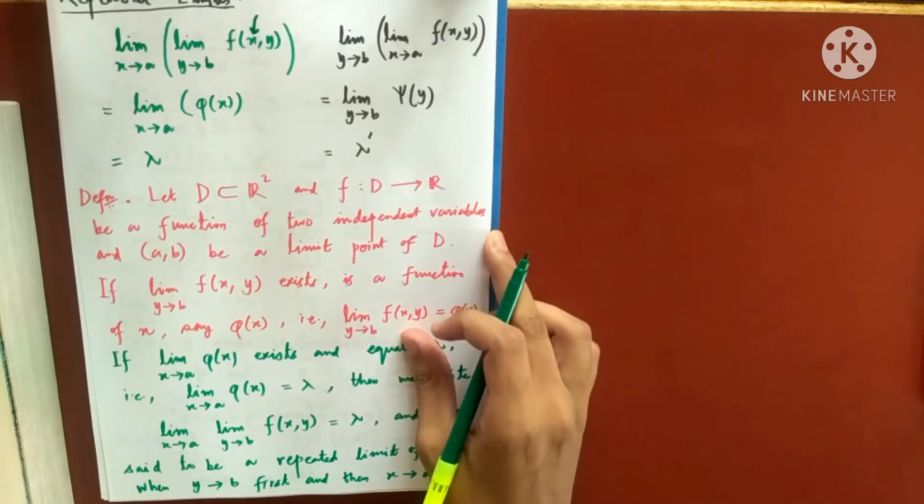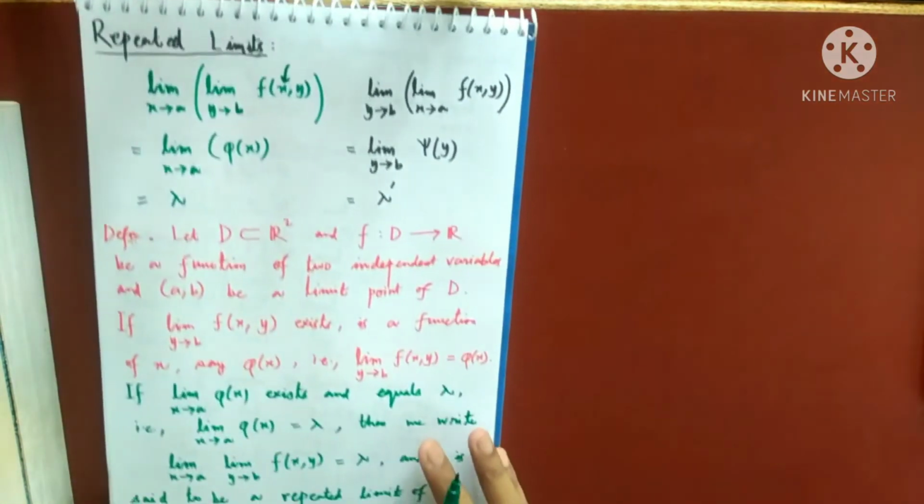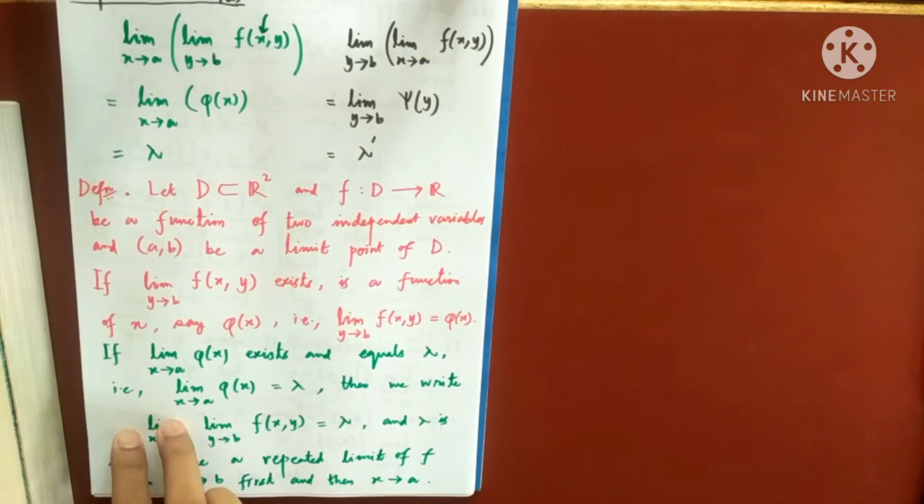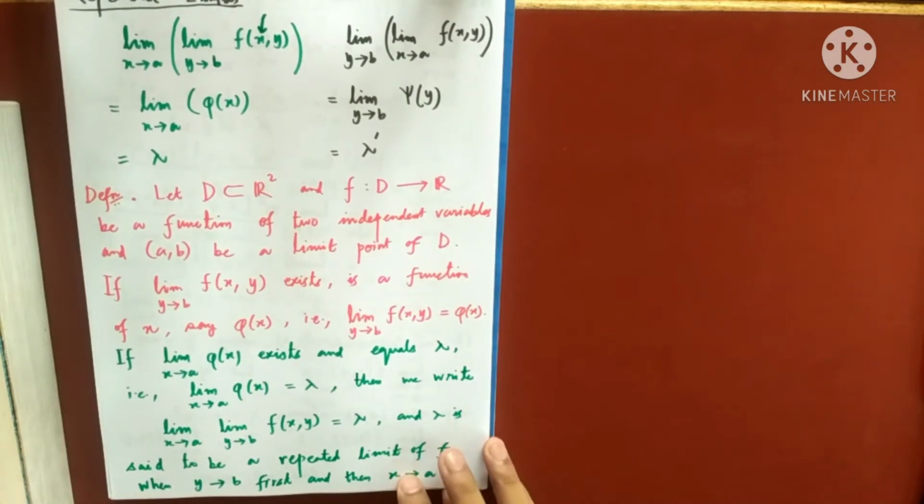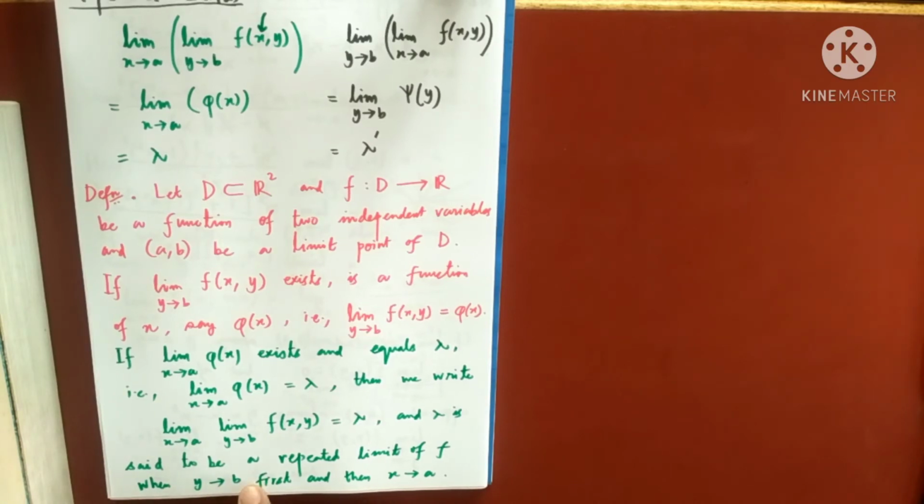So we can define this repeated limit in a similar way; I am not defining it, you all can define it by yourself. Okay. So if I change their order, that means I send this limit here, then that is said to be another repeated limit, and there we write x tends to a first and y tends to b.